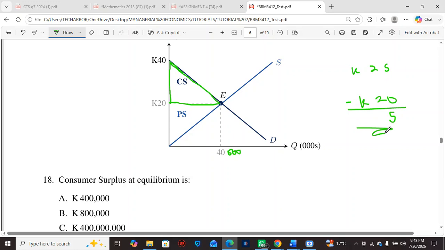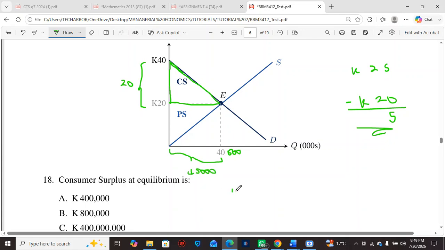Okay, yes. So think of it also, it can also be like a saving to the consumer. Okay, colleagues? Consumer surplus can also be like a saving. So basically, it's just getting the area of this triangle here. You get the height, 40 minus 20, that is 20. You get the base from 0 to 40,000, the base is 40,000 here.